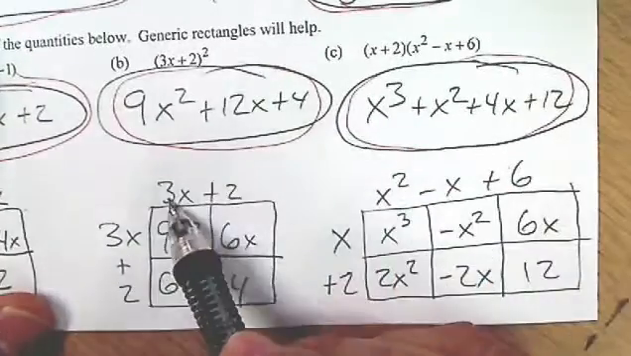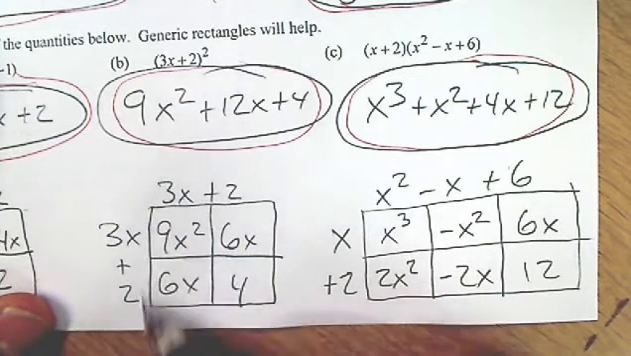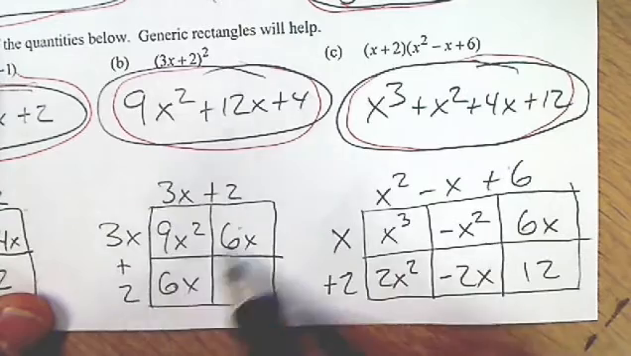And same process. X, 3x plus 2. 3x plus 2. Multiply, multiply. Find each little area. Combine like terms.